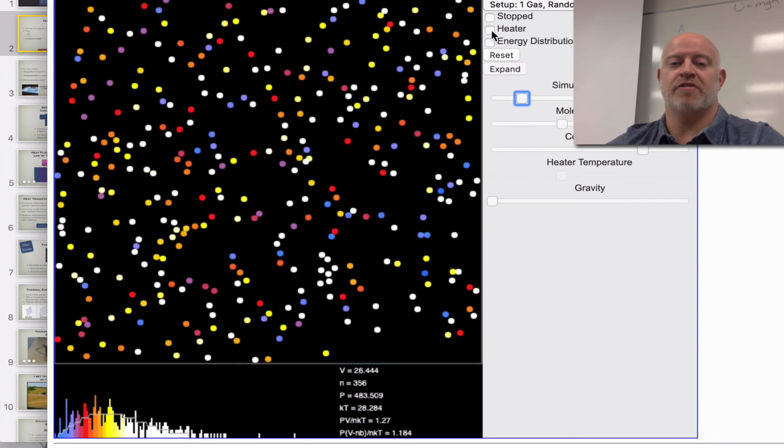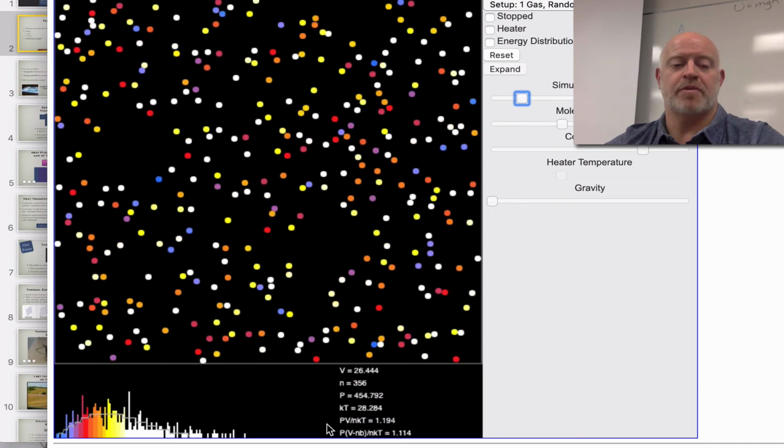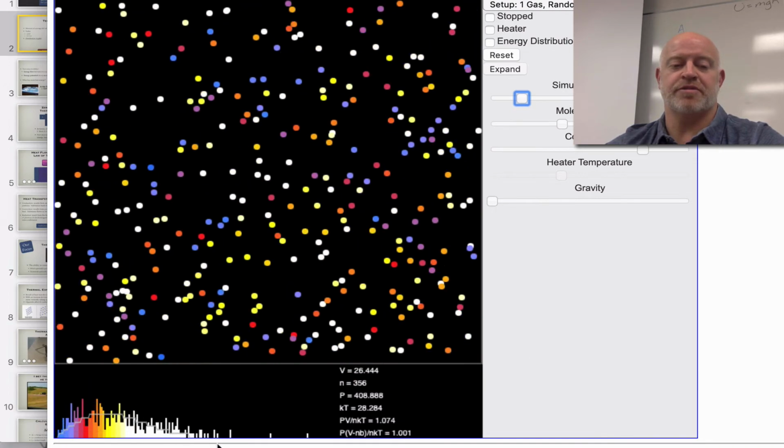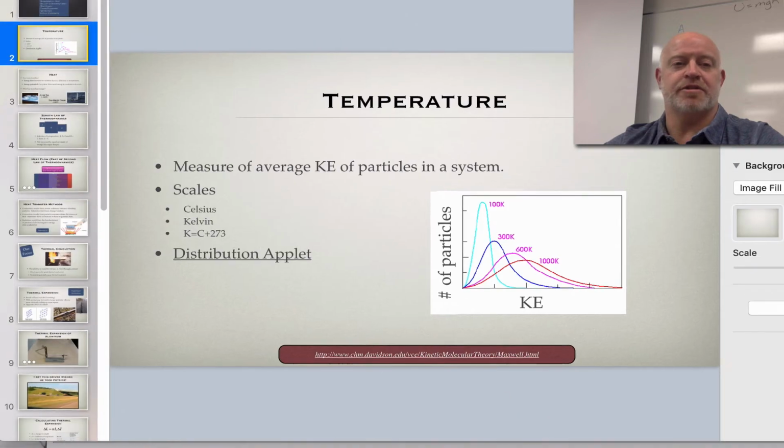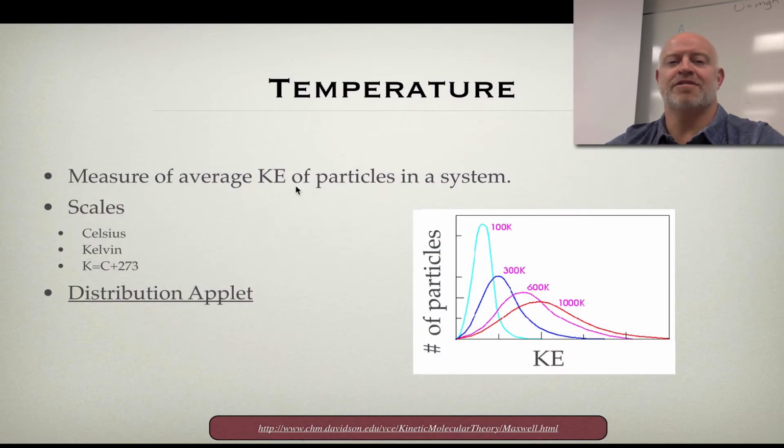Now I'm going to turn that heater off because we're getting pretty hot, but we still see this distribution of speeds. That is why temperature is not a single kinetic energy. It's the average of all of them. Keep that in mind as we go through the unit, because we can't assume that every single particle is moving at the same speed all the time. All we can do is measure the average. We do need to be aware of the scales that we're going to use, Celsius and Kelvin.